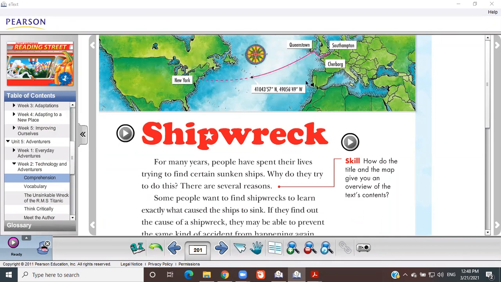See a map of the world. It's a map. Very good. Amazing. It went from England to New York. It was aiming to go to New York. But it sank in the middle of the ocean, which means from somewhere in Europe to North America, right?